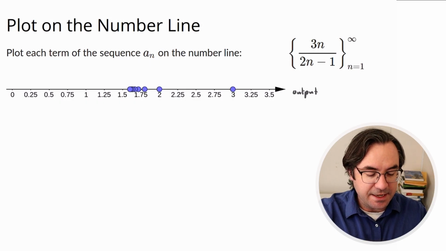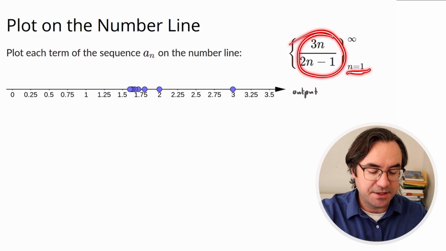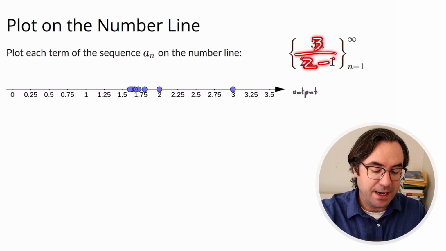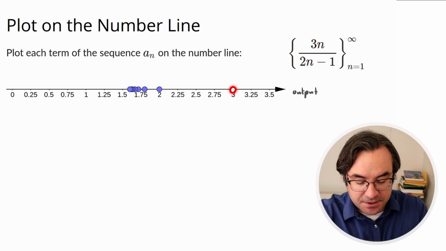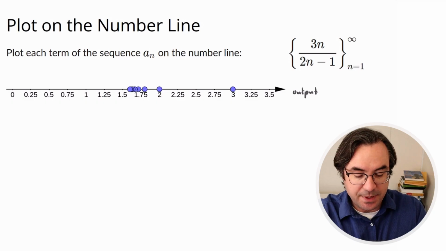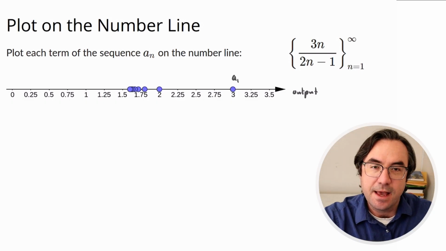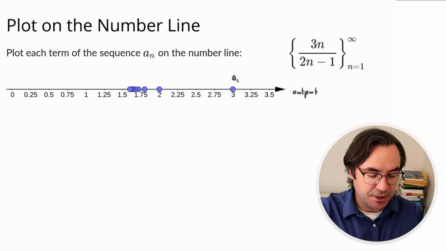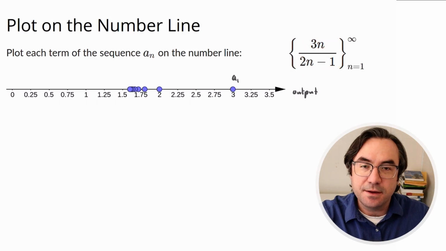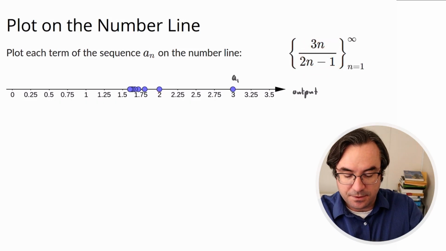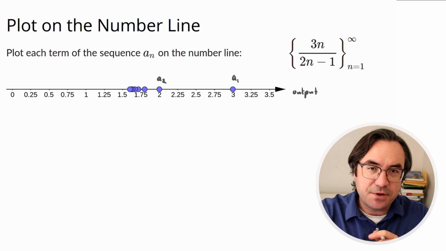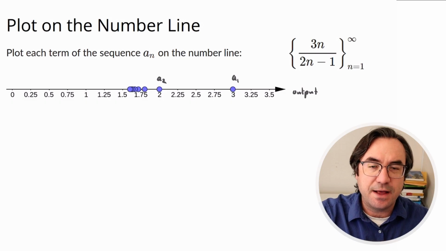So when n is equal to 1, if we plug that into this formula, we get 3 divided by 2 minus 1, which is just 3. So this first point we plot on the number line at 3. This would be a1. And then if we went up to the next integer, 2, plug that in, we get 6 divided by 3, which is 2. So the output there is 2. And then we just keep plotting the output values on this number line.